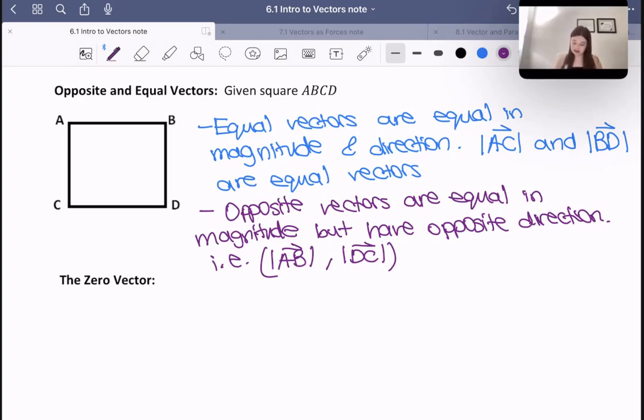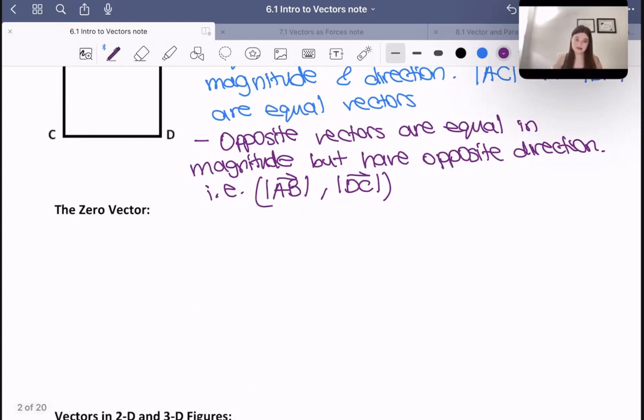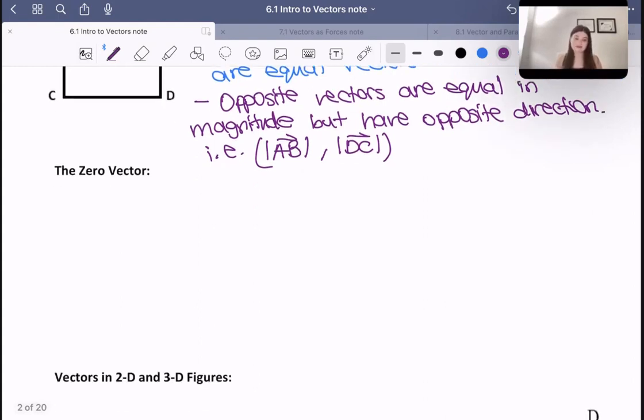Now let's say that we have our zero vector. So the zero vector is when the tip and the tail are the same.